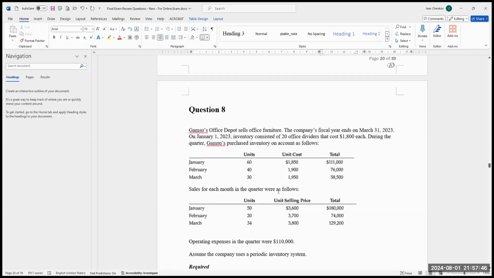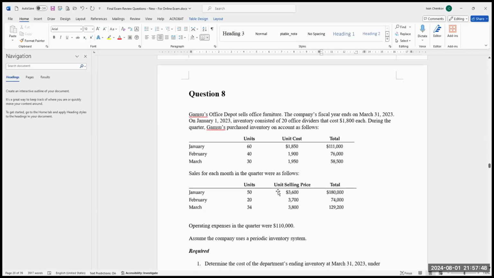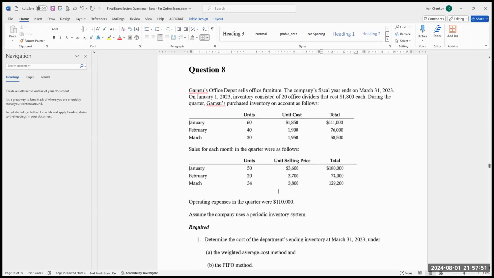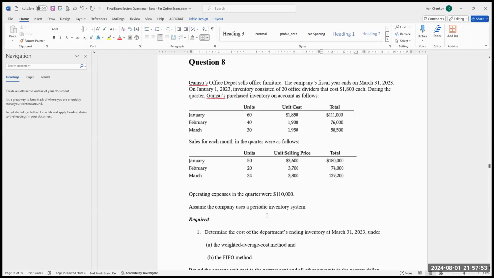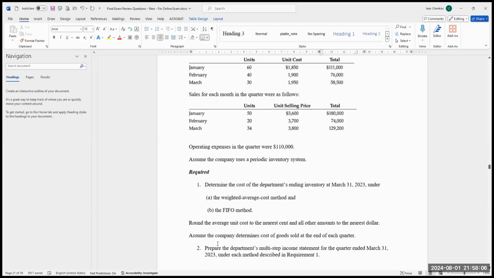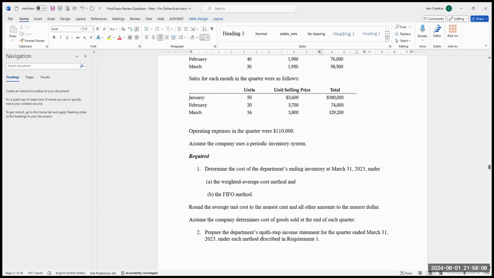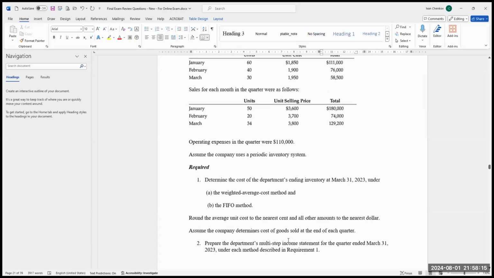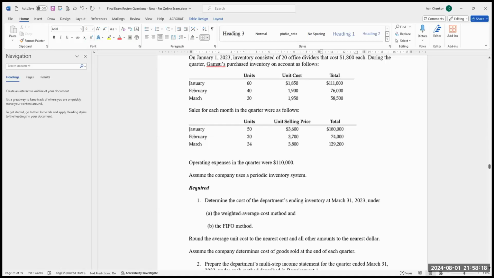Here, there's another question for you. With the company's fiscal year for the quarter, operating expenses using the periodic inventory system, determine the cost of department ending inventory at March 31st under the weighted average and first in, first out, and prepare a department multi-step income statement for the quarter ended March 31st under each method described in the requirement. First, that means you have to do weighted average and first in, first out.